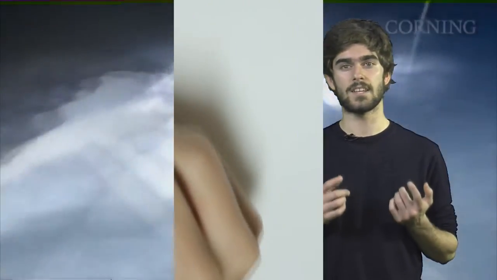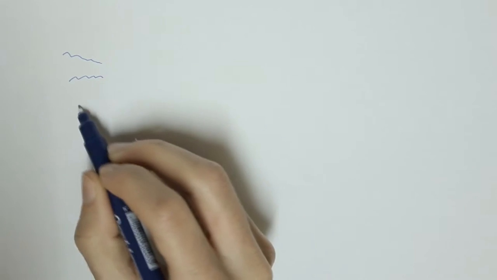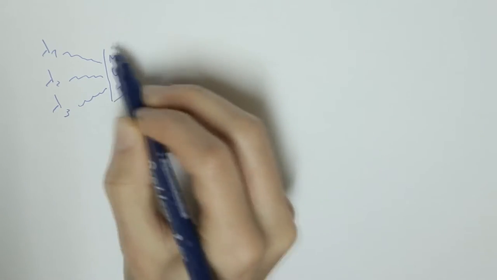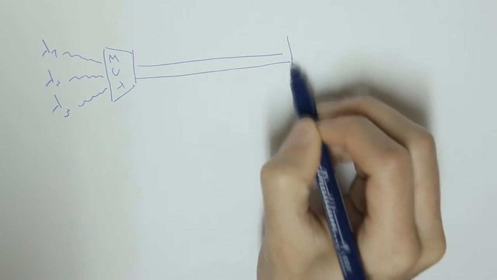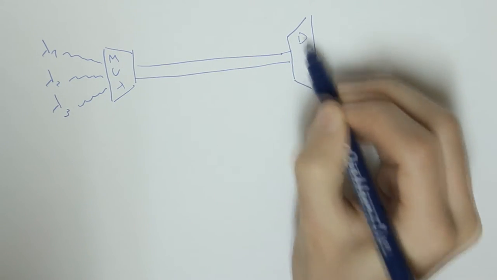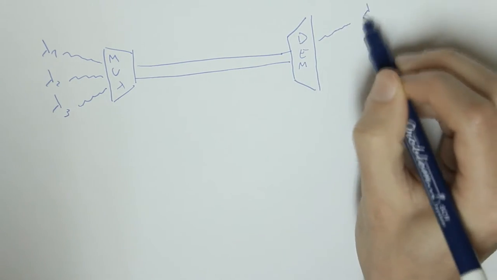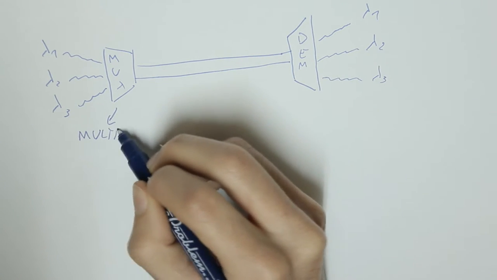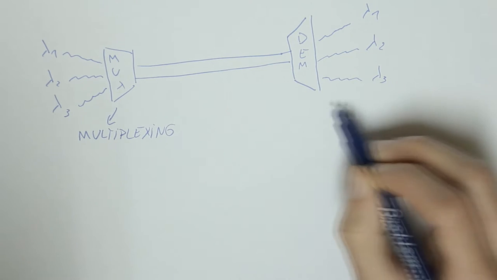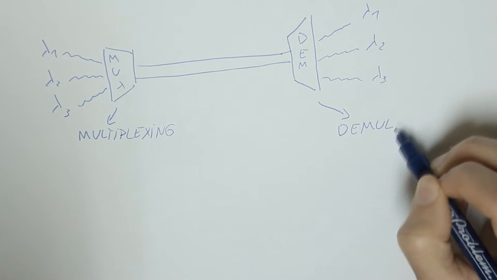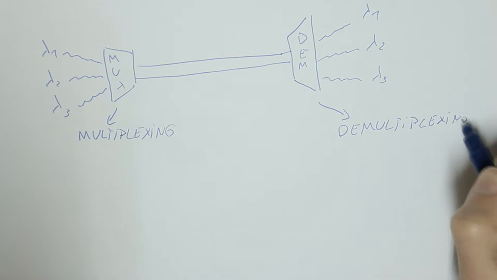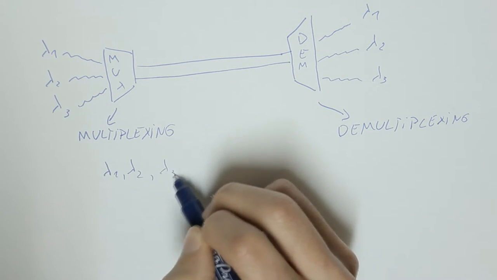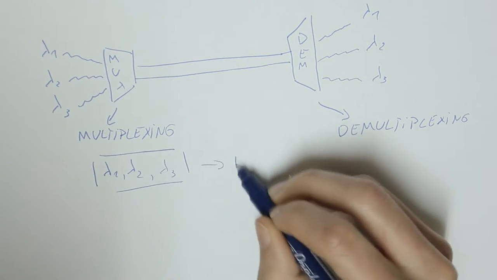For example, laser beams with different wavelengths, each one carrying different information, may be transmitted in the same fiber or channel all at the same time. When they arrive at the receptor, they can be separated from one another, recovering the information contained in each one without any losses. These processes are called multiplexing and demultiplexing, respectively.